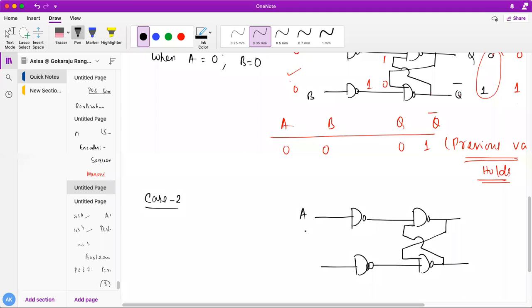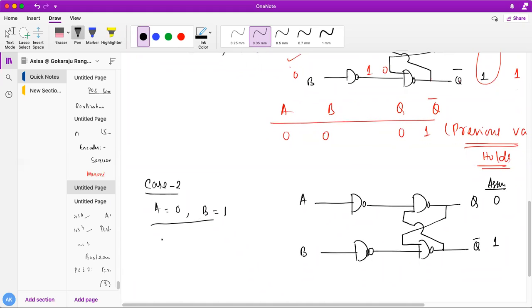Okay, so this is my A and B, and this is my Q and Q bar. Initially, before the analysis, I have assumed this 0, this is 1. Now let's say my case 2 is A is 0 and B is 1.